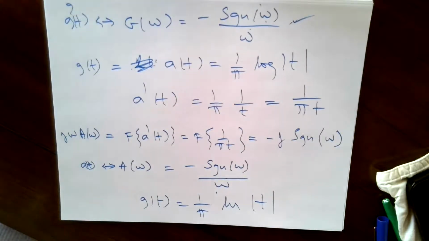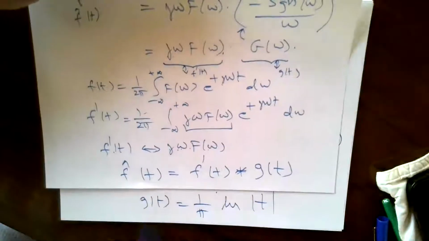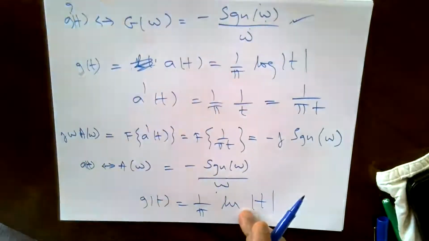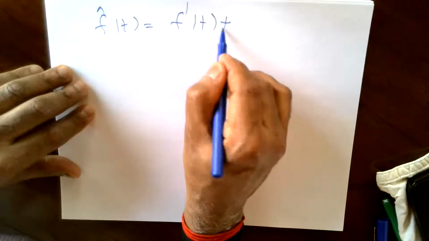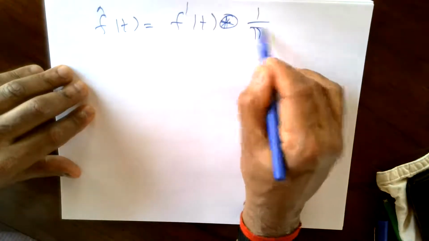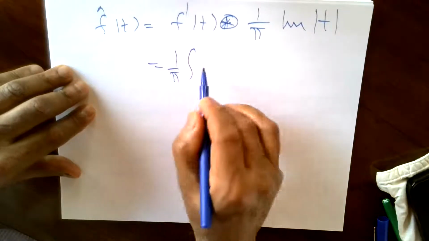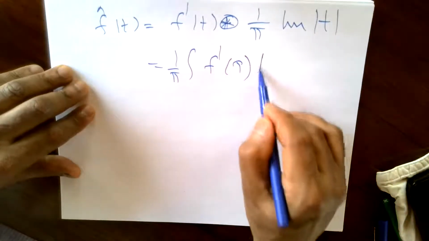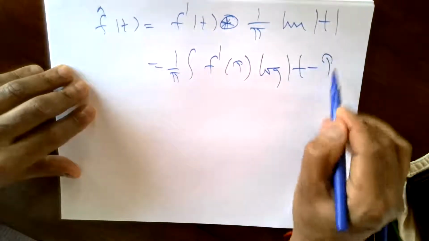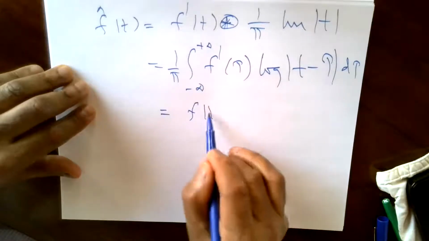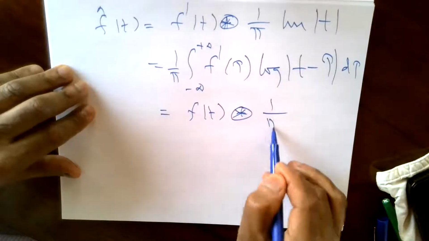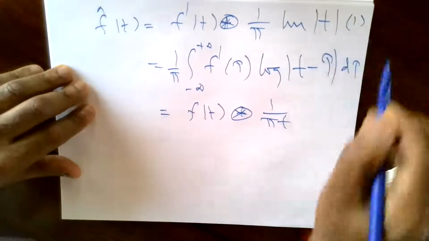And I'm going to substitute that gt into this expression here. So we have two different ways of doing the Fourier. The f hat of t is also f prime t convolved with 1 over pi log of absolute value of t. So the expression will look like this: f prime tau multiplied by log absolute value of t minus tau d tau. Or you can write it as ft convolved with 1 over pi t, whichever one you want to use. So either 1 or 2.